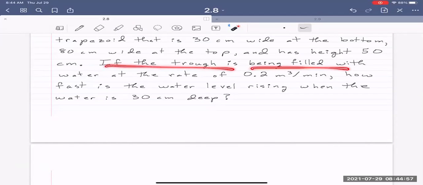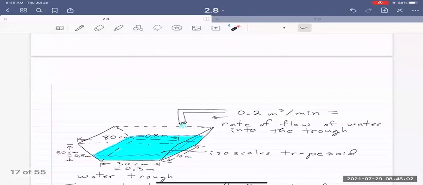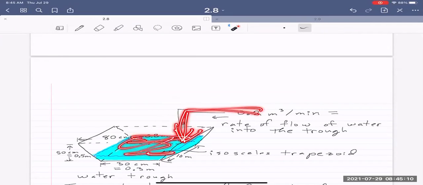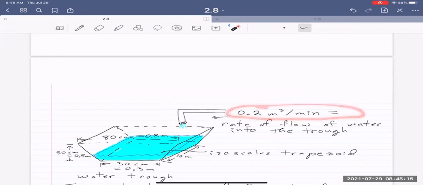The trough is being filled at a rate of 0.2 cubic meters per minute. So you have some sort of device where you're pouring water into this trough and filling it up. And so it's being filled up at a rate of 0.2 cubic meters per minute. You notice that this length is in meters, but these are in centimeters. So you're going to have to change everything to the same unit.